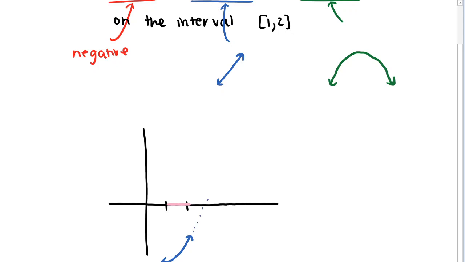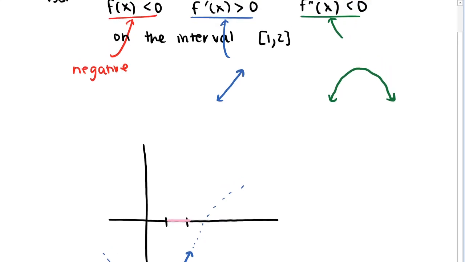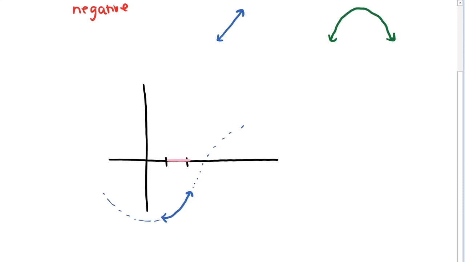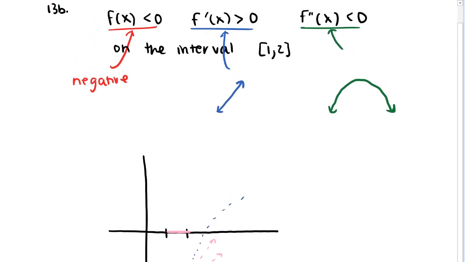It doesn't really matter what happens outside of this interval. We're only asking for it to satisfy the conditions on this interval from 1 to 2. So if this was our graph, it would satisfy the first condition that f of x is negative, right? It's below the x-axis. It would satisfy the condition that f prime is positive, because if we look at the tangent lines at any portion of this part of the curve, they would be angled upwards. It would be positive, but it would not satisfy this last condition that our graph is concave down, right?